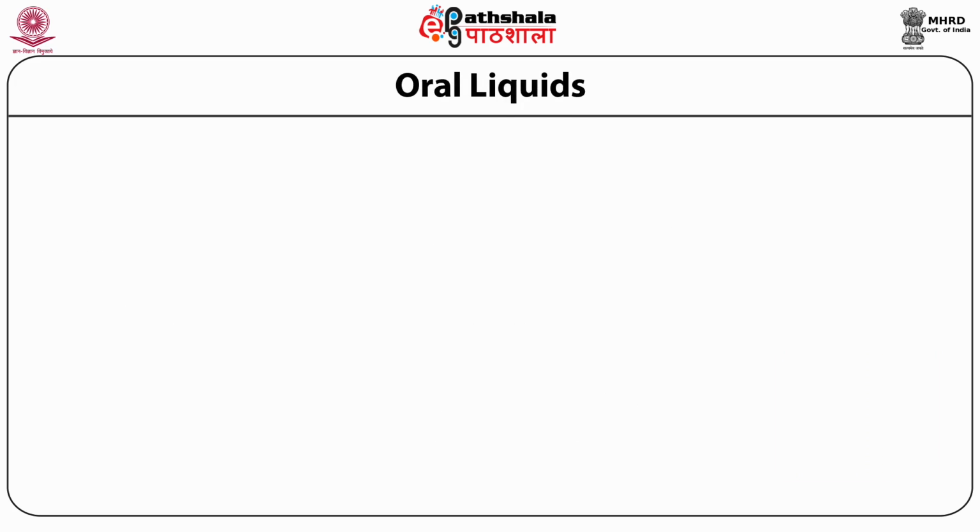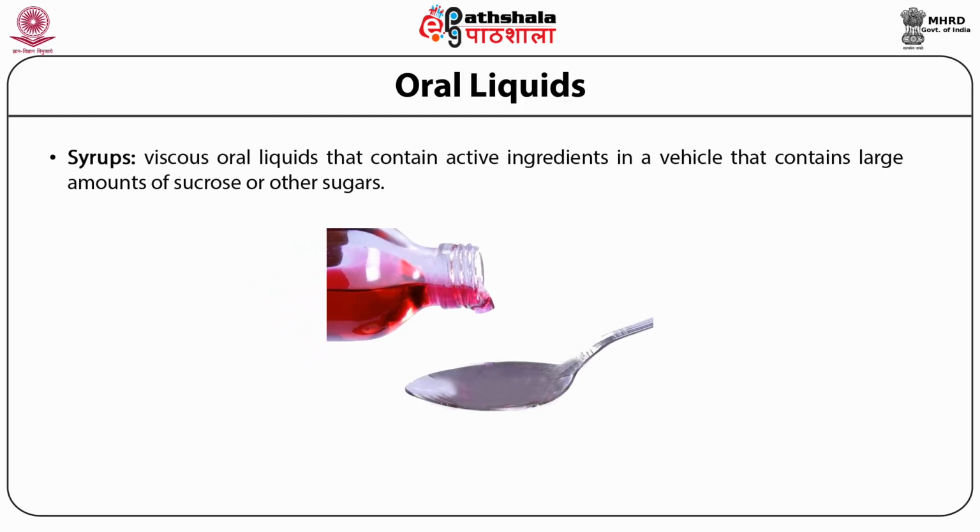Other categories under oral liquids are syrups, tinctures, fluid extracts, and aromatic water. The most important of these oral liquids is syrup. These are viscous oral liquids that may contain one or more active ingredients in solution. The vehicle usually contains large amounts of sucrose or other sugars to which certain polyhydric alcohols may be added to inhibit crystallization or to modify solubilization, taste, and other vehicle properties. Sugarless syrup may contain sweetening agents and thickening agents.